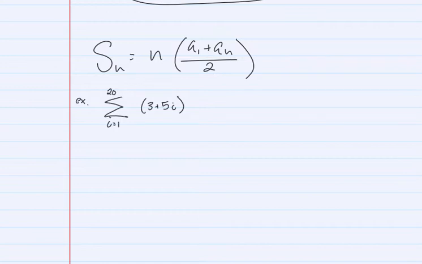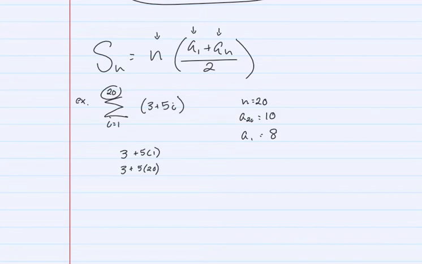First, it would benefit us to go ahead and identify the parts that we need. So first we need our first term, and then our final term, and our final input number. So our final input, n, equals 20. So I need to find a sub 20, and I also need to find a sub 1. So if I find a sub 1, that's going to be 3 plus 5 times 1, and that equals 8. And then if I find a sub 20, that is 3 plus 5 times 20, or 103.